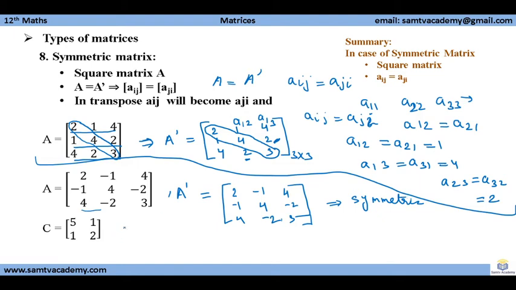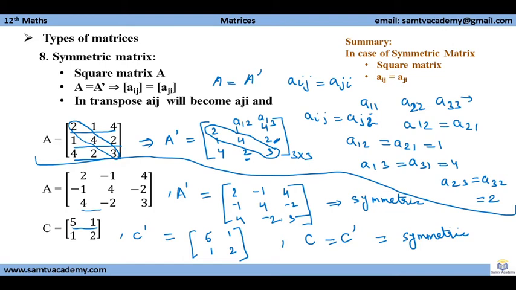So similarly, if we take C transpose, it is simple: 5 1 will change to a column 5 1, and this column will change to row 1 2. So here also the diagonal elements are the same, and A12 is equal to A21. So it is also satisfying the property of a symmetric matrix, that A is equal to A transpose and all elements Aij are equal to Aji. So this is also a symmetric matrix.